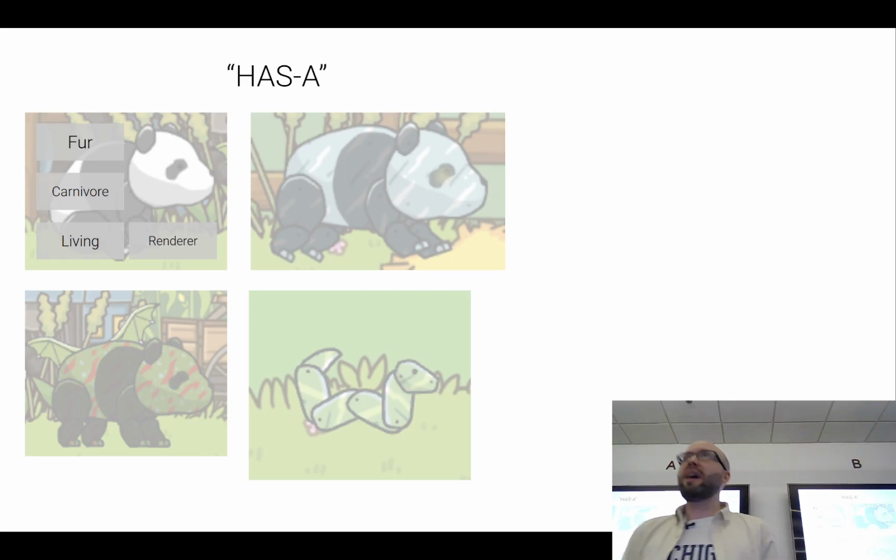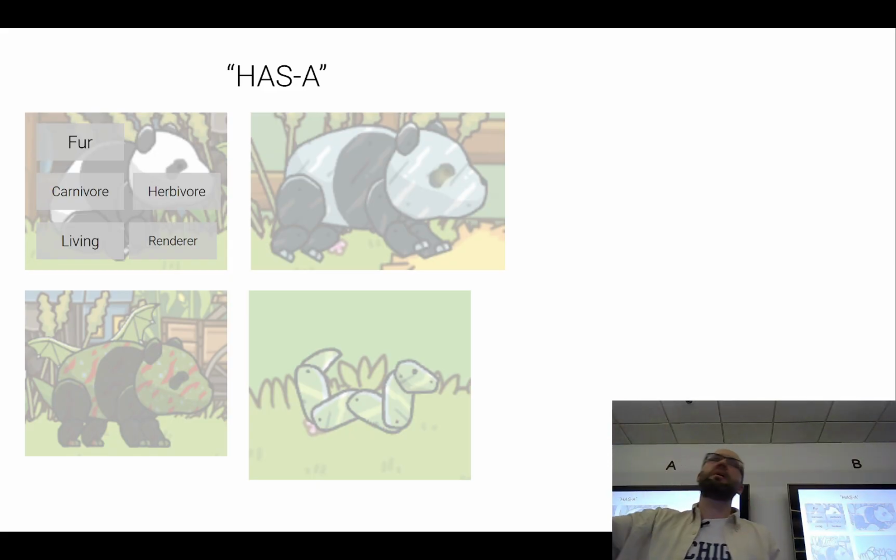Now, a panda is not a carnivore, it is an omnivore. It eats vegetation, but it also eats meat, okay? And so we'll give it the herbivore component. If you have both components, that makes you an omnivore, okay? And so we thus have the panda finished, and we have a bunch of components that we might be able to reuse.